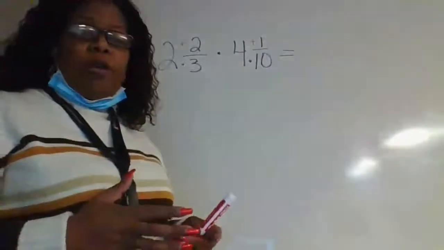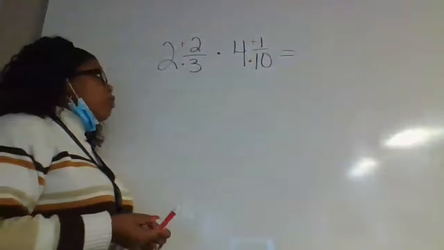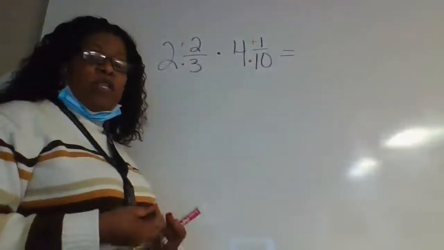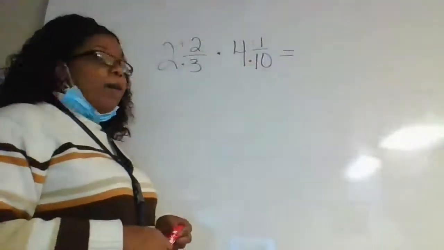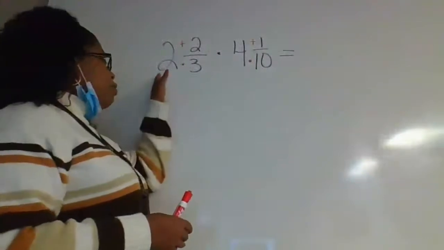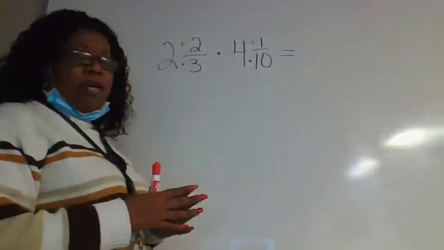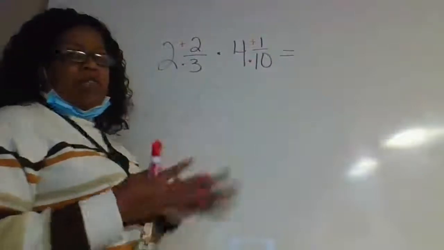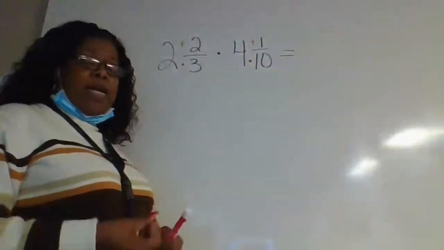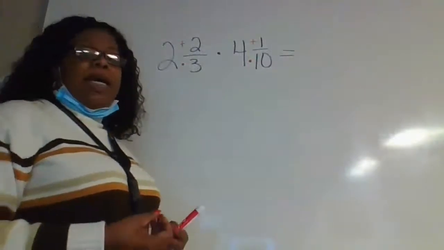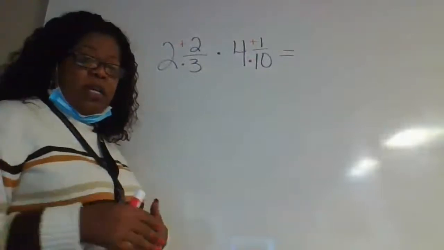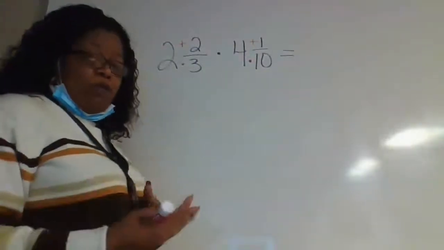All right, so here we are going to continue multiplying fractions, but this time we are going to do it using mixed numbers. A mixed number is simply a number where you have a whole number and a fraction together. To multiply fractions when you have mixed numbers, I want to make sure we understand the different parts of the number, and then we will go from there.